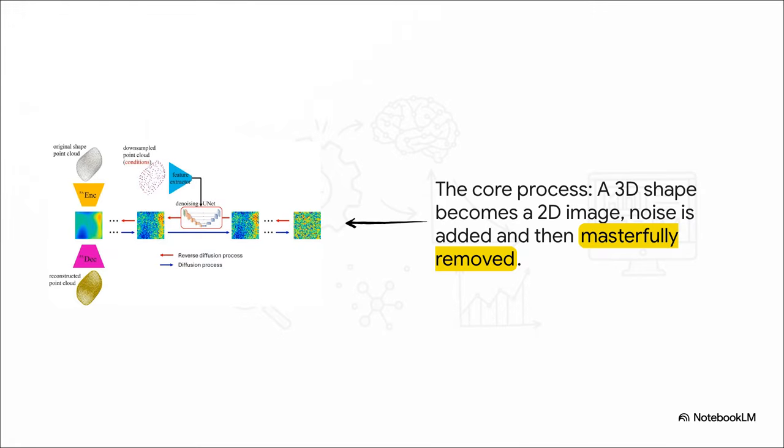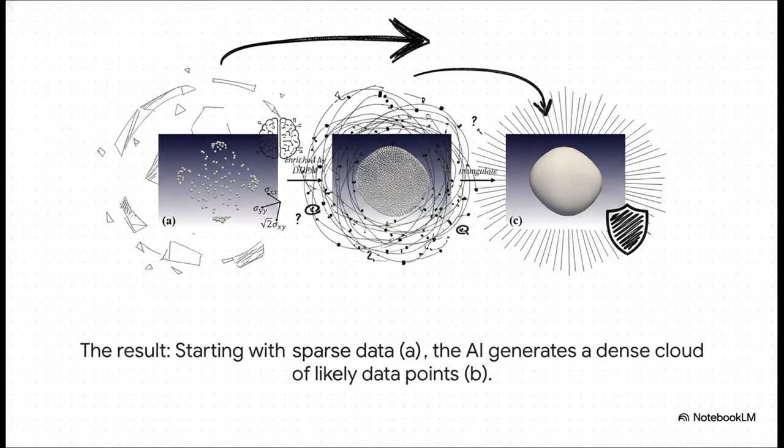This is really the heart of the whole generative model. And here is the incredible result. Look on the left, in image A. That's the sparse, incomplete data an engineer might actually have to work with.